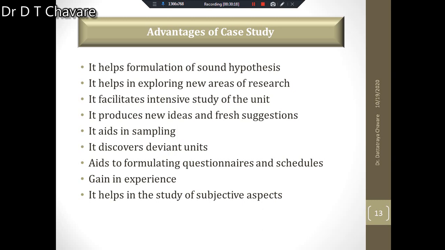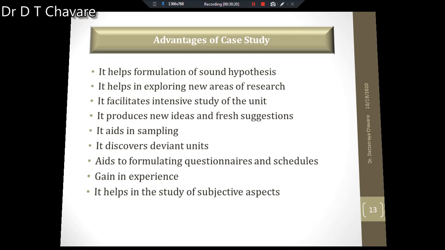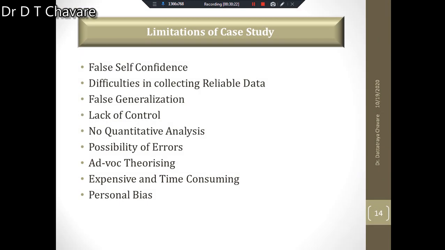Now we have to study the other side of the coin, that is, the limitations of the case study. What are the limitations of case studies? Those limitations we also have to study here, and there are a pound dozen limitations. How many? A pound dozen limitations I have given here. The first limitation is false self-confidence.